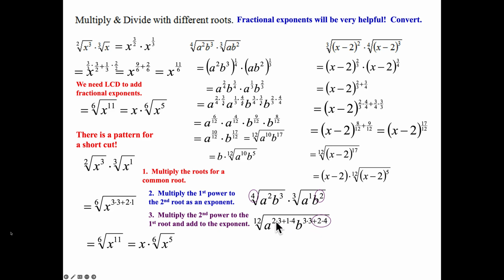So 6 plus 4 is 10. 9 plus 8 is 17. There's that radical right there. And then, of course, we simplify it. All right, so we'll practice some of those again, but we're going to do this in the form of division.